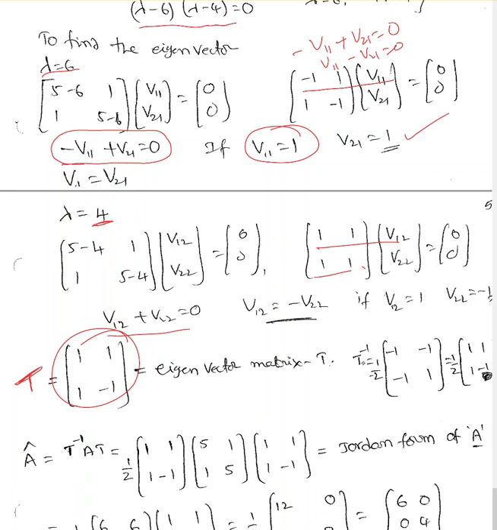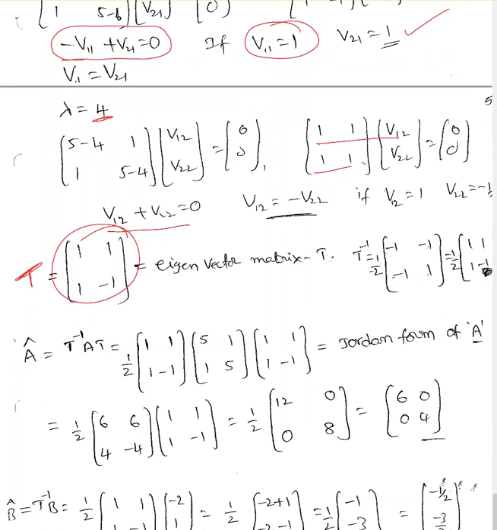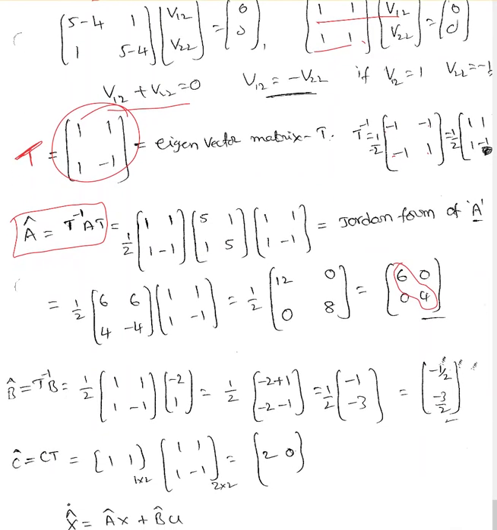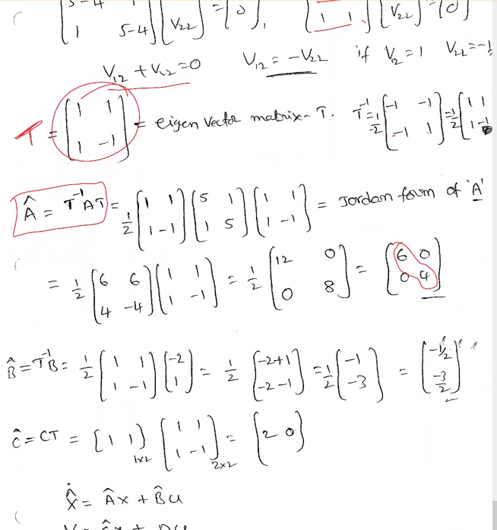Once I have T, I found the T inverse, which is 1 over AD minus BC times D, minus B, minus C, A. So we have formulas. A cap equal to T inverse times A times T. So based on that, I found A matrix. So make sure when you convert it into Jordan form, you have only diagonal elements. Now same thing, I found B cap, which equals minus half and 3 by 2.